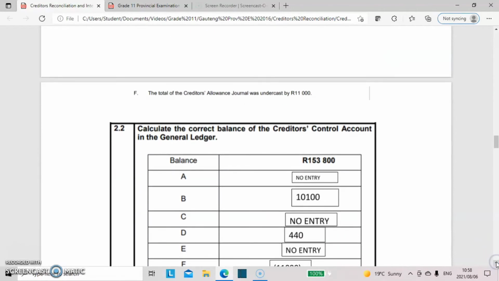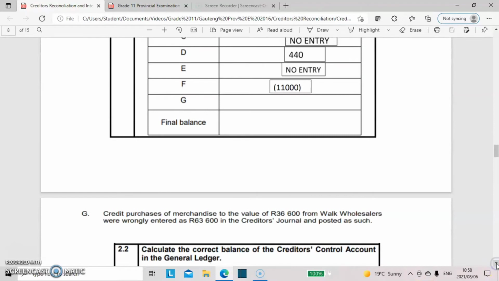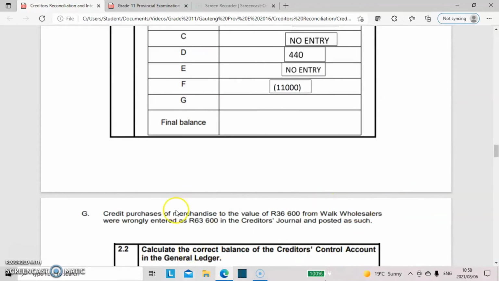So I'm going to decrease it with 11,000. Okay. And here they say credit purchases of merchandise to the value of 36,600 from Walk Wholesalers were wrongly entered as 63,600 in the creditors journal.